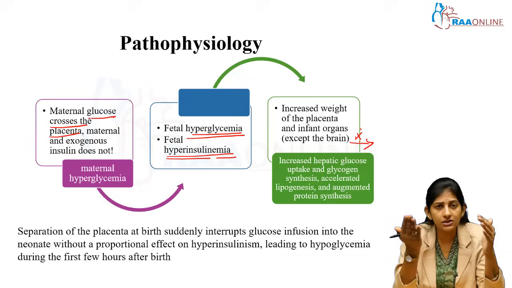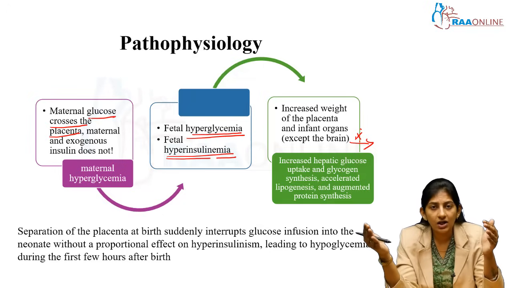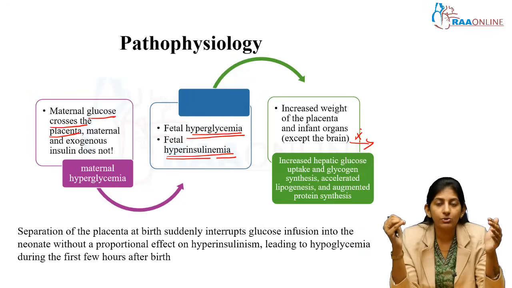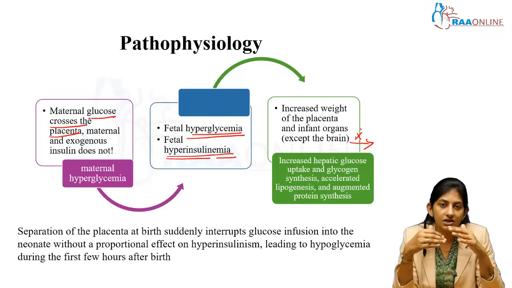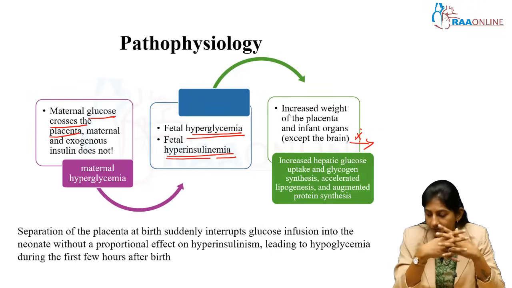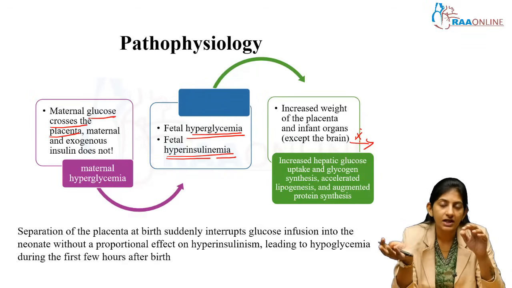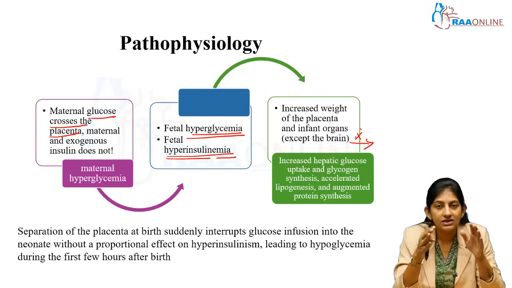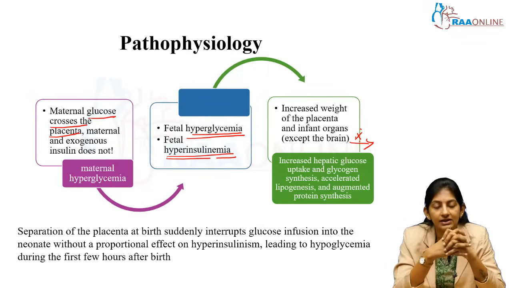So that hyperinsulinism will go on. So what happens? There is a risk of hypoglycemia without any additional glucose that you're giving in. If the baby is not fed well and not adequately fed, what happens? Because of the excessive insulin, this will cause hypoglycemia. So that is why there is an increased risk of hypoglycemia in these infants.